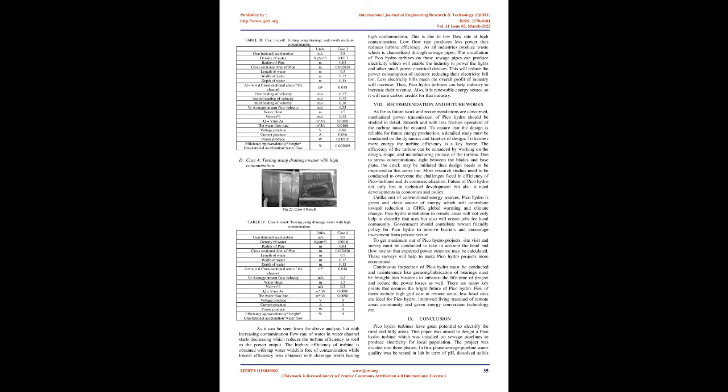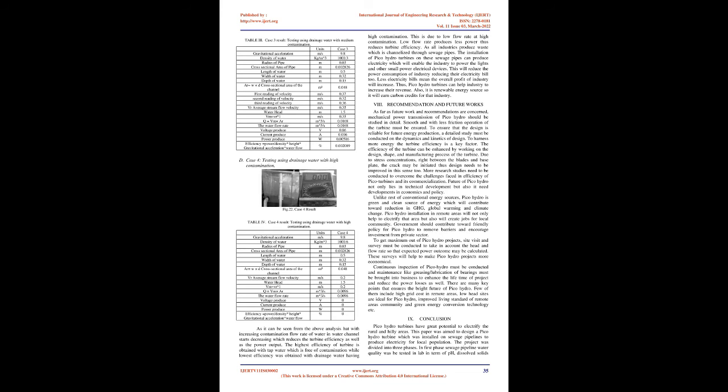As can be seen from the above analysis, with increasing contamination, the flow rate of water in the water channel starts decreasing, which reduces the turbine efficiency as well as the power output. The highest efficiency of the turbine is obtained with tap water, which is free of contamination, while the lowest efficiency was obtained with drainage water having high contamination. This is due to low flow rate at high contamination. Low flow rate produces less power, thus reduces turbine efficiency.